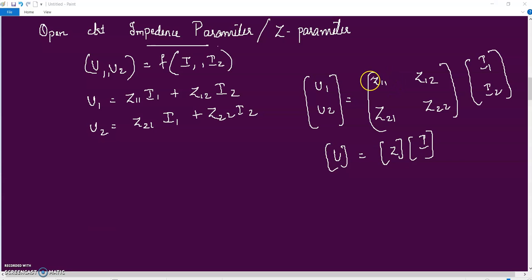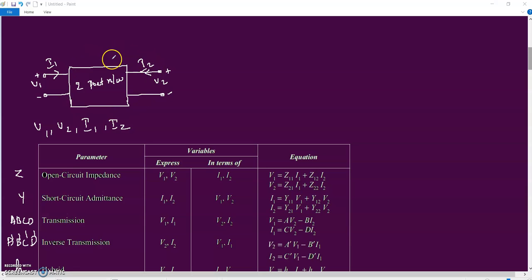Now we can see each of these parameters individually. For that, we have to consider two cases: the case when the output port is open circuited and the second case when the input port is open circuited. Case 1, when the output port is open circuited. In this two-port network, when the output port is open circuited, the meaning is that the current I2 is set to be 0.